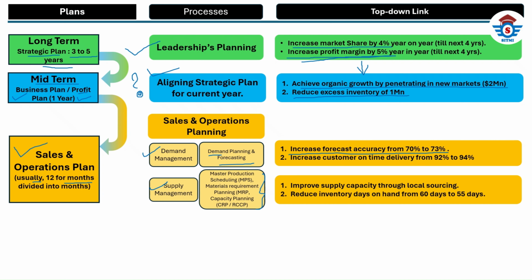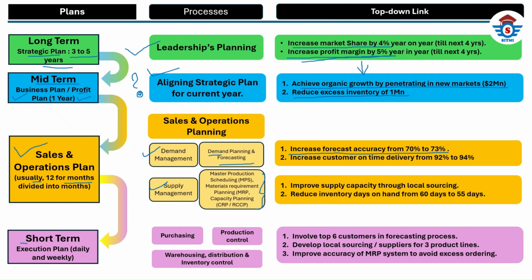Now let's move to the next planning category, which is short-term plan. This is also known as the execution or tactical plan and usually works on a weekly or daily basis. This plan converts S&OP outputs into actual actions, such as purchasing raw materials, controlling production, managing warehouses, distribution, and inventory. For example, involving key customers in forecasting process, developing local suppliers to avoid supply constraints and long lead times, or improving MRP accuracy. These are all execution plans.